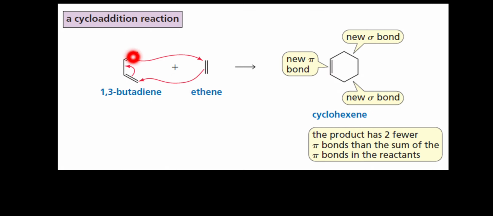Here you can see 1, 2 and 3. 3 pi bonds are present in the reactant. In the product you can see there is only one pi bond, that means two are less. Okay, so this is an example of cycloaddition. Why is it called addition? Because two different reactants are adding, and cyclo because a cyclic ring, cyclohexene, is forming.